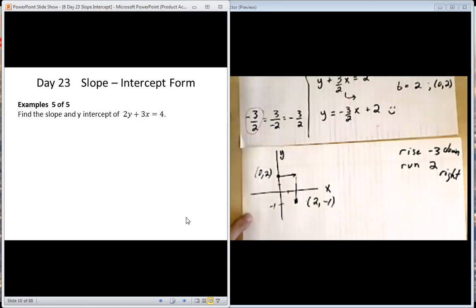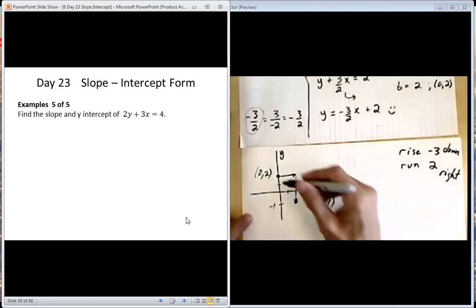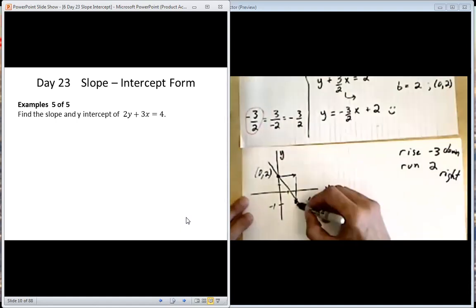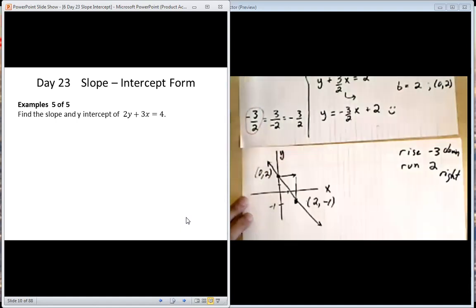Okay, so we have these points down here. We can connect the dots. And life is good.